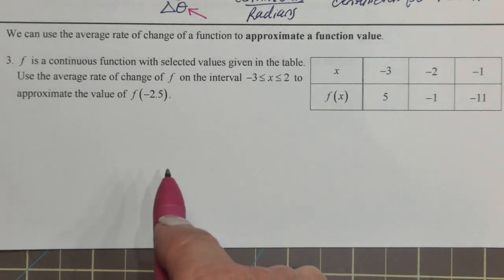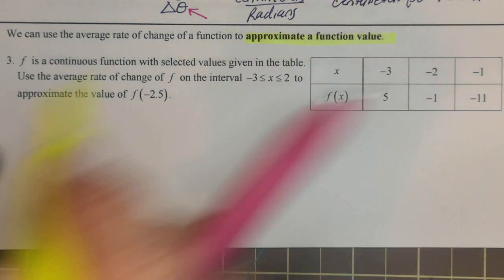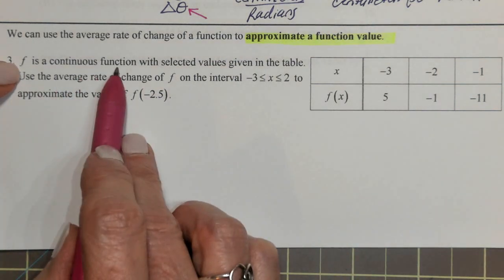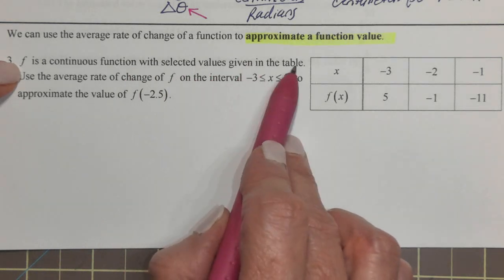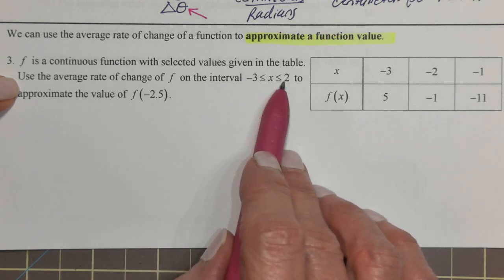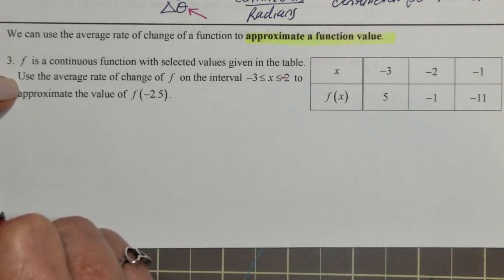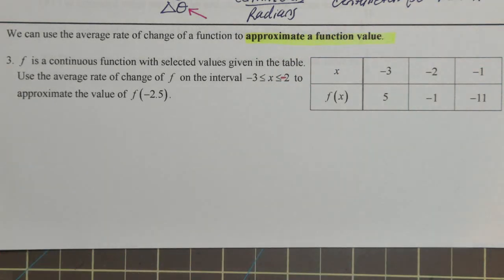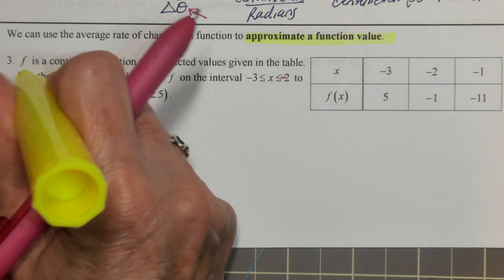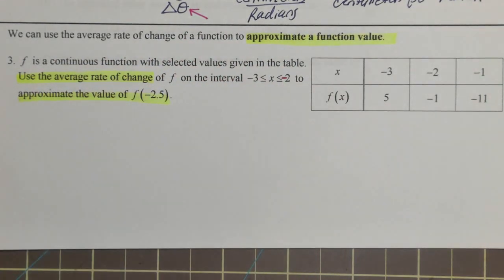We can use the average rate of change of a function to approximate a function value. Okay? Given that f is a continuous function with selected values given in the table, use the average rate of change of f on the interval -3 to 2. That should be a -2. Sorry, need to fix that for your notes. To approximate the value of f of -2.5. So we're using the average rate of change to approximate this value.